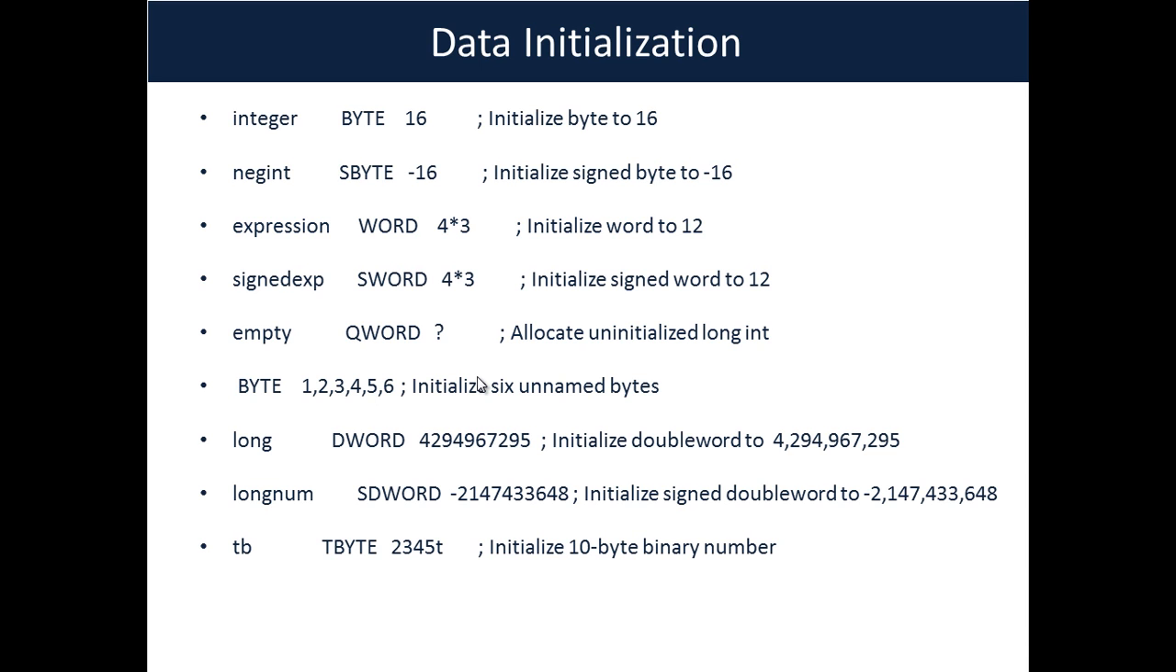Data initialization. You can initialize data by giving it a label, then mentioning the data type, and then the initialized value. In this case, integer BYTE 16 defines a byte containing the value 16. In this case, exp SWORD 4*3 has defined a signed word containing the value 12.